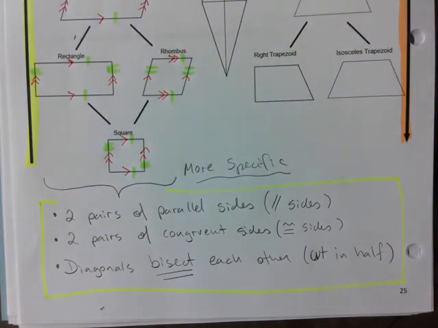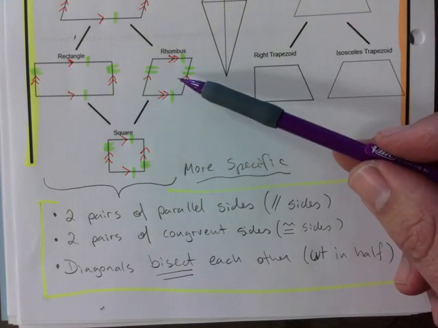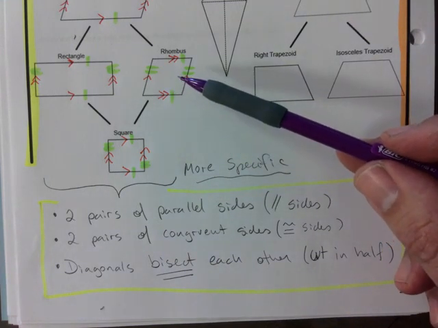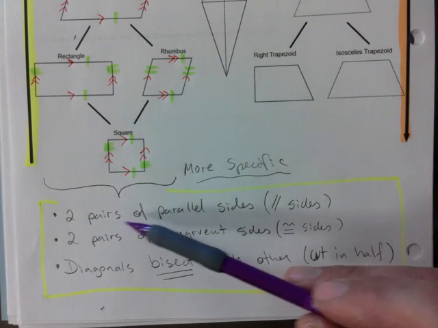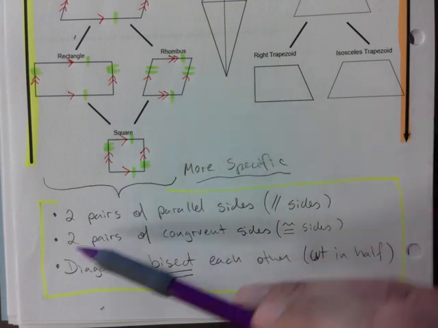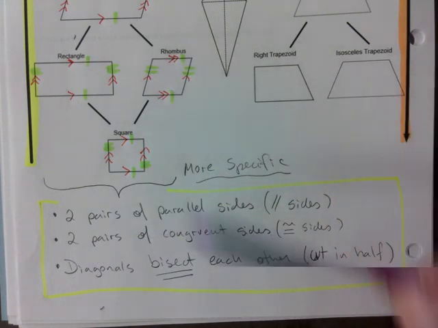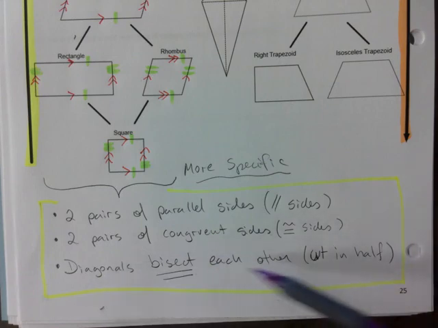This should narrow it down for you. If I ask you, hey, draw me a rhombus and label two things about it, you should be like, okay, two pairs of parallel sides. I'm going to make those markings. What else? Two pairs of congruent sides, right? You make those markings. And diagonals bisect each other. We're going to make the markings in a bit. Time is going to cut me right off, so I think I'm just going to stop right there.